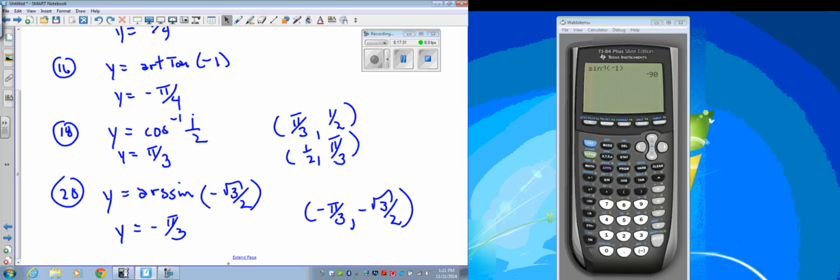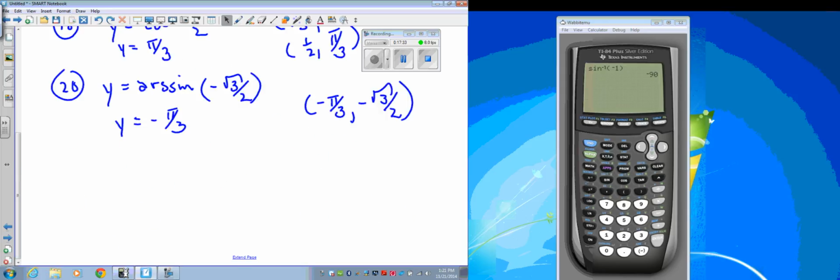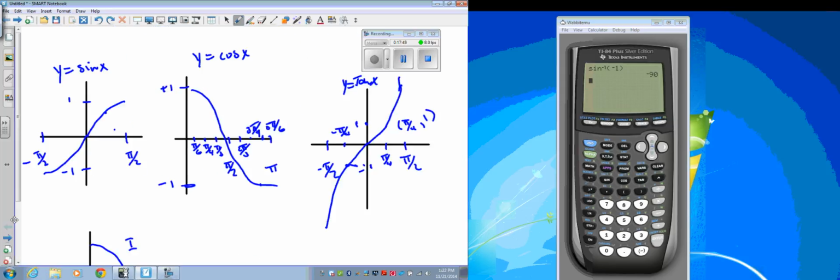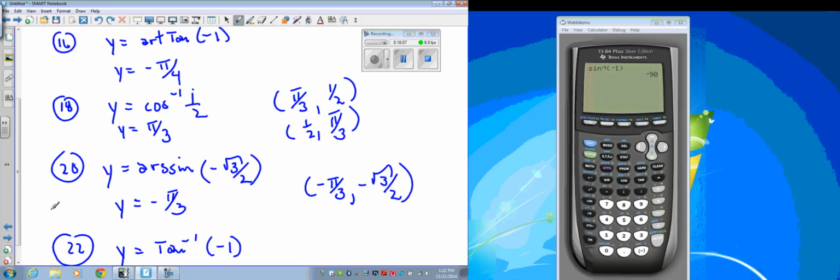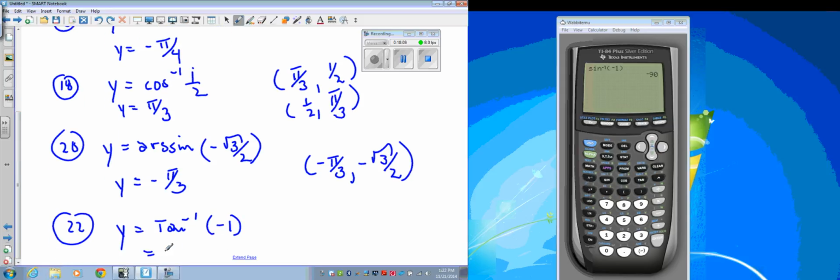So if I do 22, y equals tangent inverse of a -1. Well, you notice that tangent is defined between a minus pi over 2 and pi over 2. And -1, it's at a negative pi over 4. So the answer to this one, tangent inverse of a -1, is a negative pi over 4.